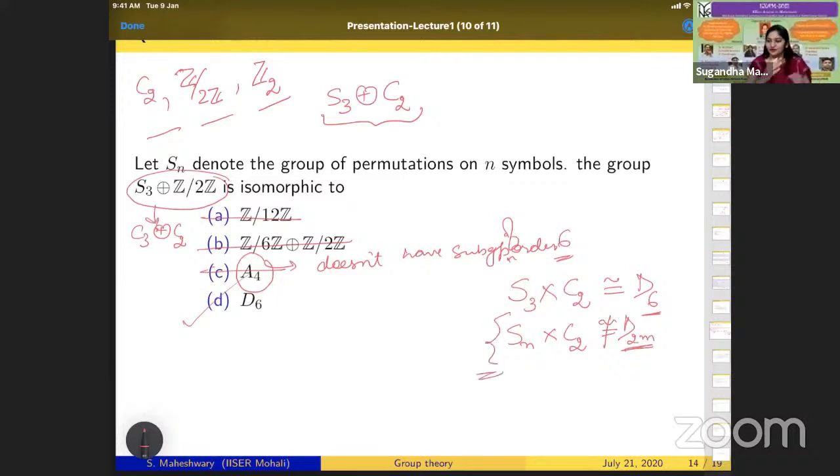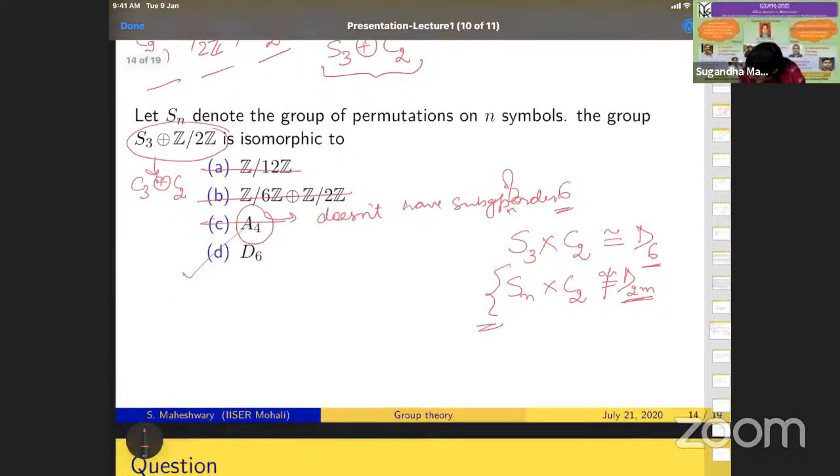Do you have S4 cross C2 isomorphic to a dihedral group of whatever the correct value of n should be? I'm just putting up some questions. These are the questions which should come to your mind: that this is happening in one case. Does this happen in general? Does this happen for some other cases? Okay, so with that, I'll just move on to the next question probably.